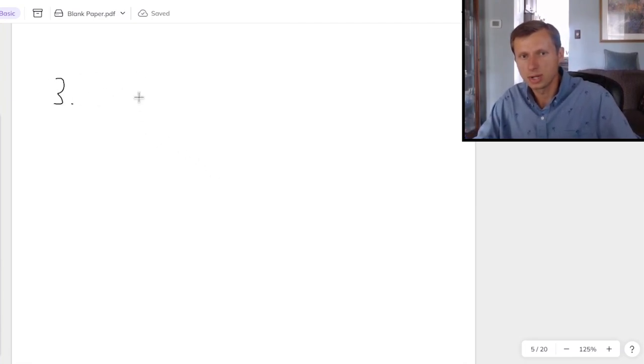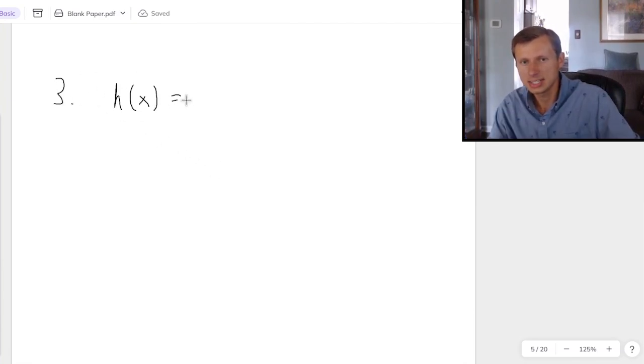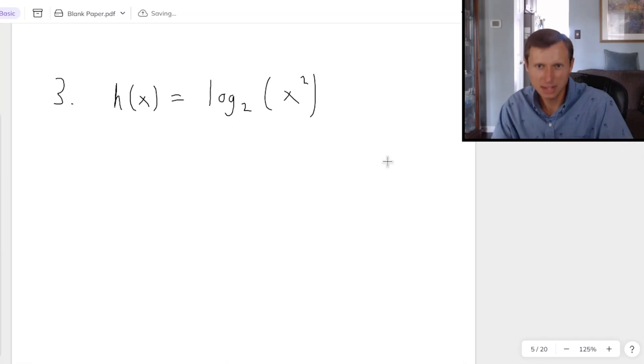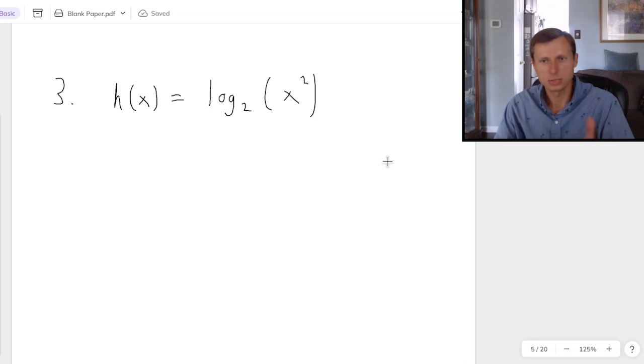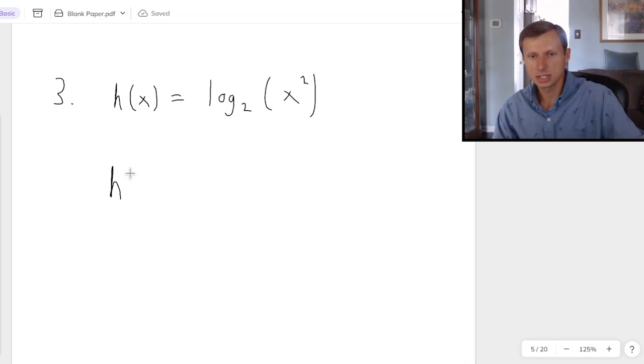Here's number 3. I have h of x equals log base 2 of x squared. You'll notice it's not natural log this time. I don't care if you do it the long way with the change of base formula or the shortcut way, but go ahead, give this one a try now. Okay, and here's the solution.